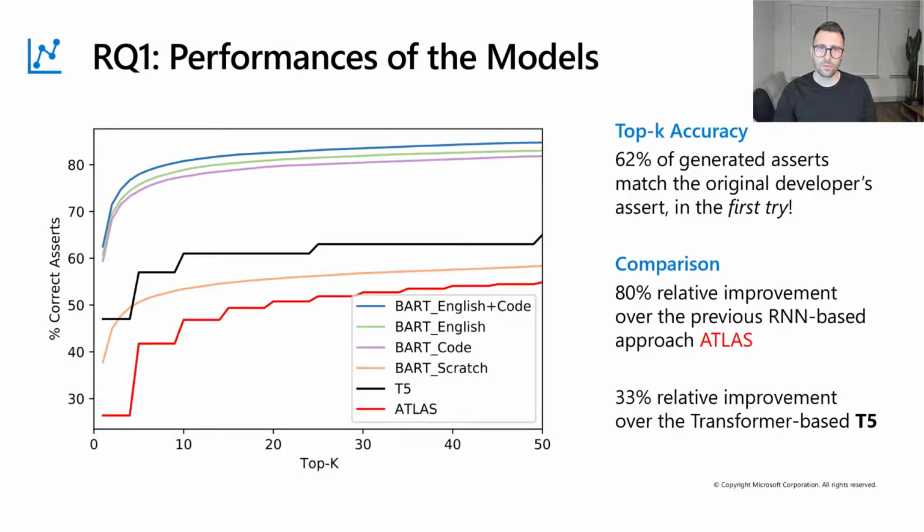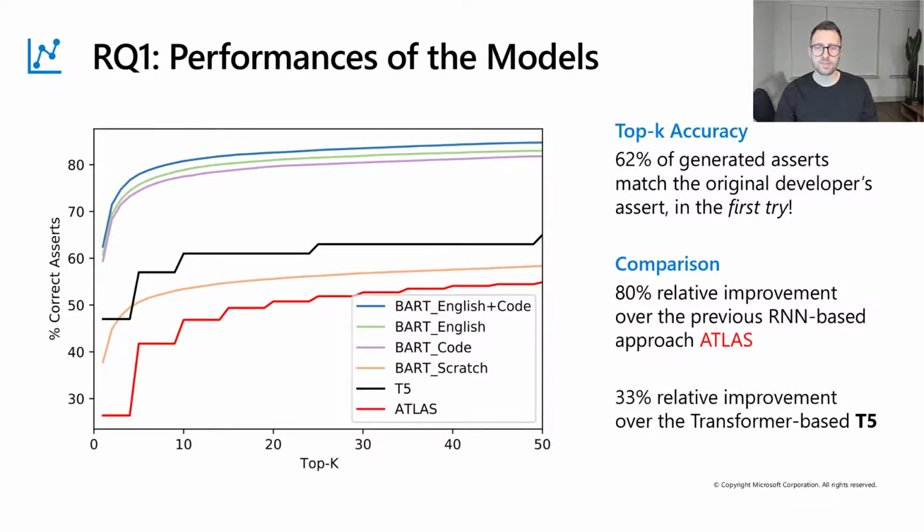Let's start with the performances. In this figure, we compare our 4 model variants against Atlas from Watson et al. and T5 from Mastropaolo et al., in terms of top K accuracy on the same test set. Specifically, this graph shows on the y-axis the percentage of predicted assert statements that match the original assert written by the developer. The x-axis represents the number of predictions from the models generated with beam search.